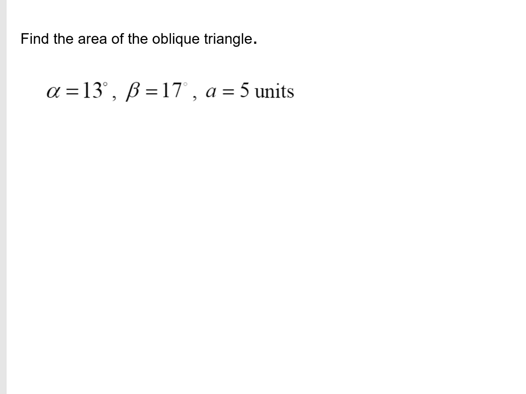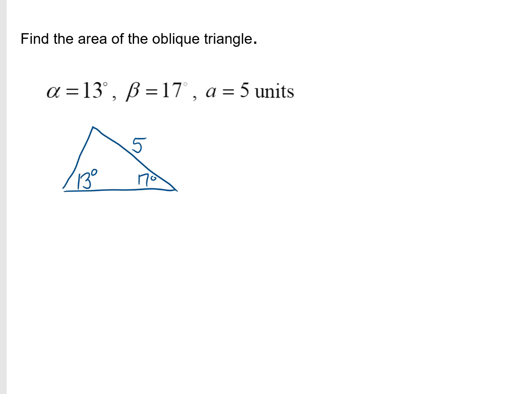We want to find the area of this triangle. So first of all, let's draw the triangle. Alpha is 13, beta is 17, and A is 5, and A has to be opposite alpha, so that side is 5.